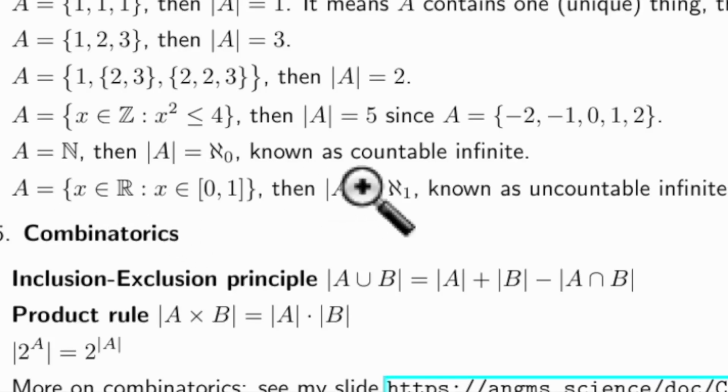This set, the natural numbers, we call countable infinite. And all the real numbers between 0 and 1 is called uncountable infinite. Then the natural question: which set is bigger?